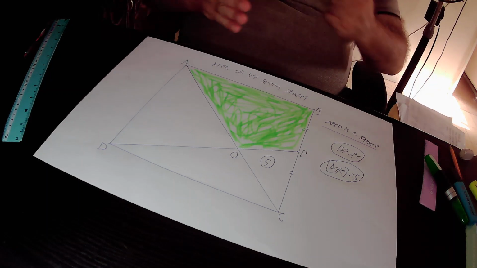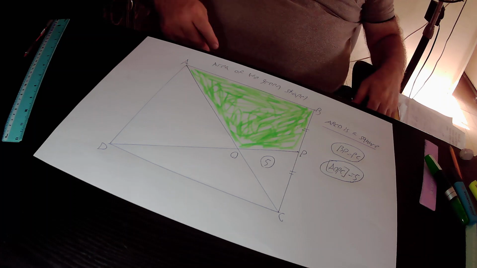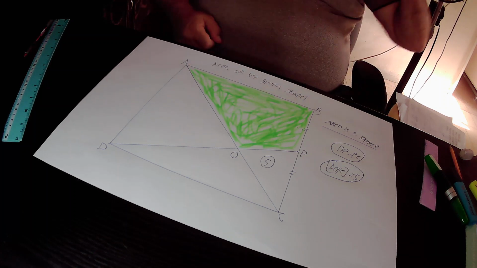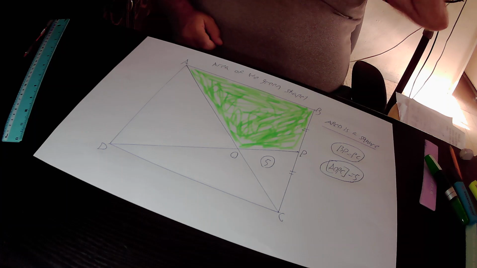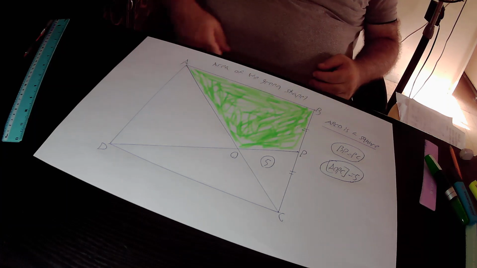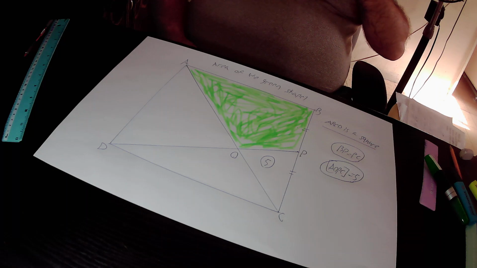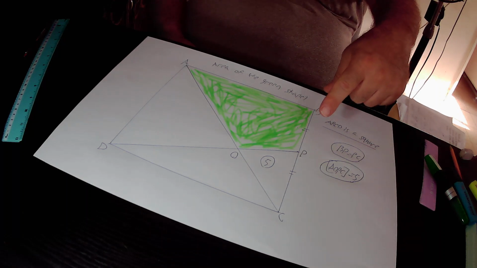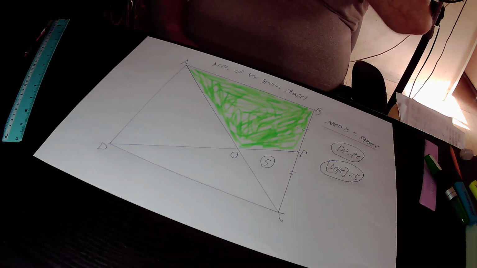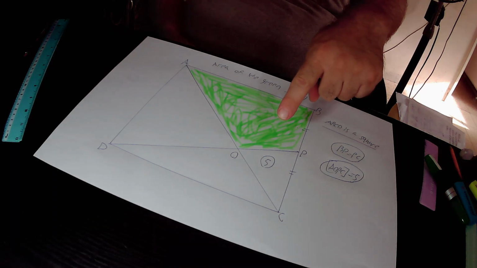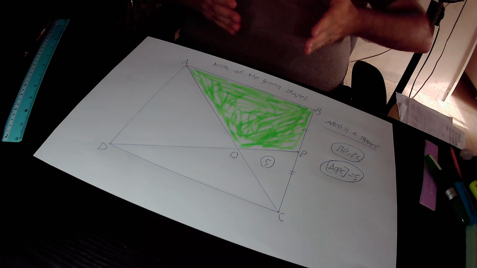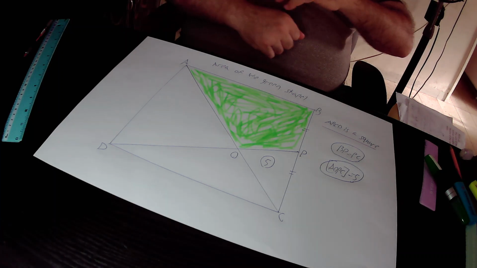Our mission in this second question is to find out the area of this green shape. So in the drawing we have square ABCD. We know that line segment BP equals line segment PC. And also we know that the area of this triangle PCO is 5 square units. Again, our mission is to find out the area of this green shape.